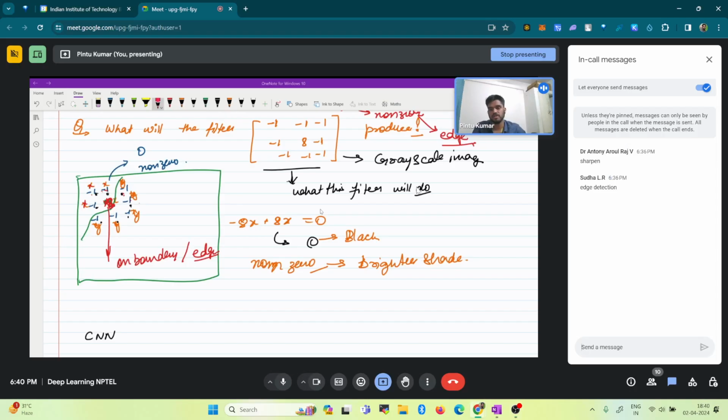Any doubt in the content, whatever we have covered so far? Right now, it has been more of a recap of image processing. Now we will delve into the deep learning domain. So before that, any doubt in the question that we discussed or anything else?